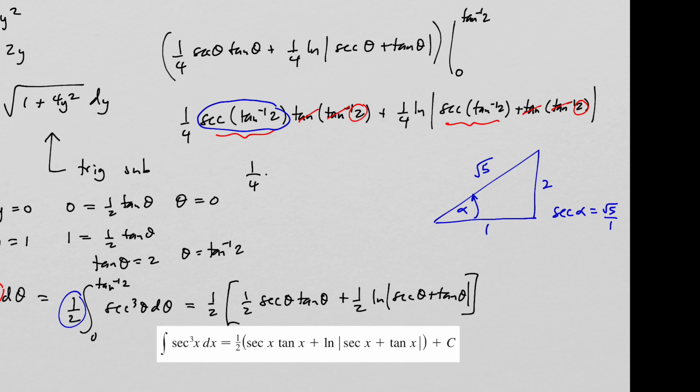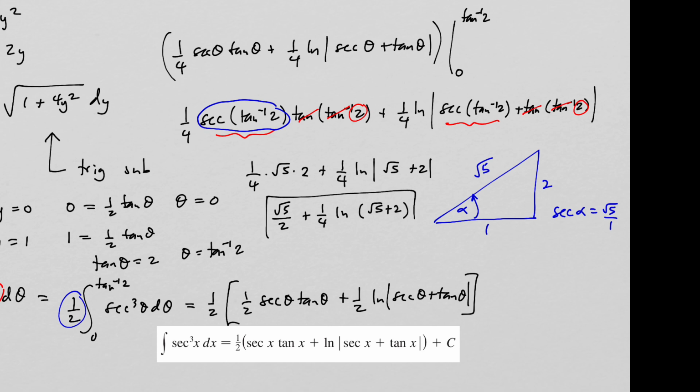So we have 1/4 times the square root of 5 times 2 plus 1/4 times the natural log of the square root of 5 plus 2. And this is the square root of 5 over 2 plus 1/4 natural log of the square root of 5 plus 2. So you get some pretty strange numbers in the end, but the process is actually fairly straightforward.